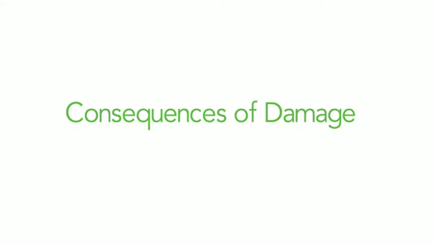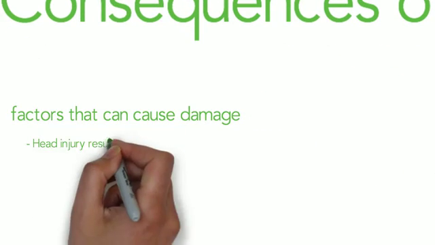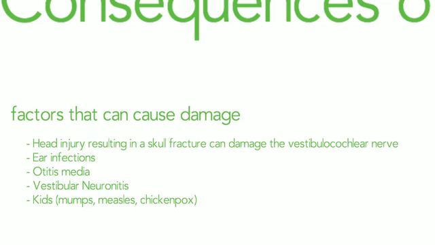Factors that can cause damage to the vestibulocochlear nerve are head injuries that result in skull fracture, damage to the temporal bone, and ear infections that cause damage to the sensory nerve endings of the vestibulocochlear nerve, which are the hair cells. Some of these ear infections are otitis media, which is a middle ear infection, and vestibular neuronitis, which is an infection that inflames the vestibular portion of the vestibulocochlear nerve.